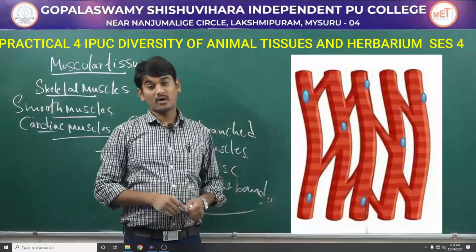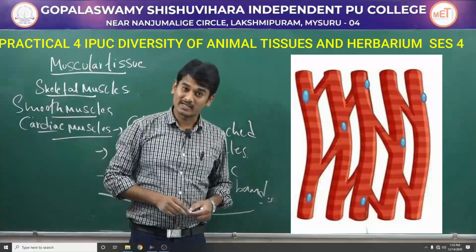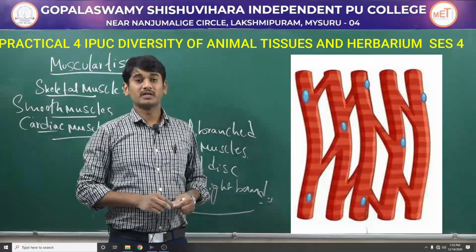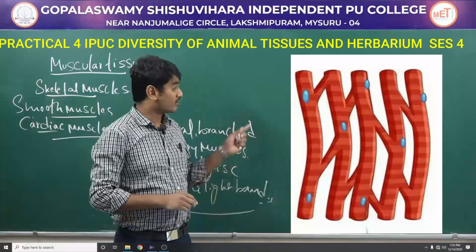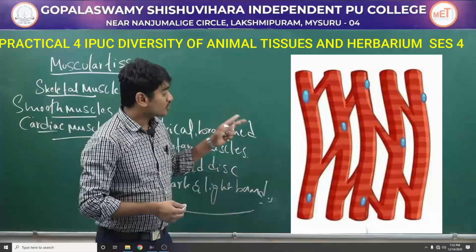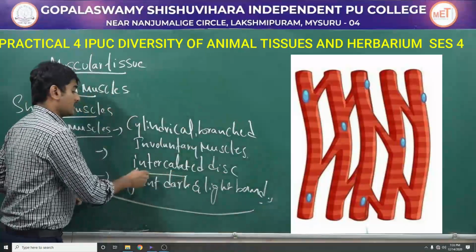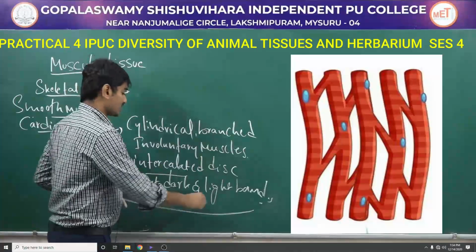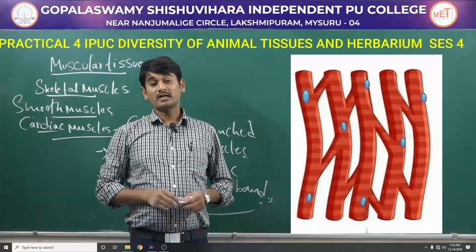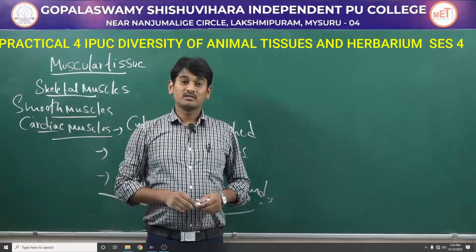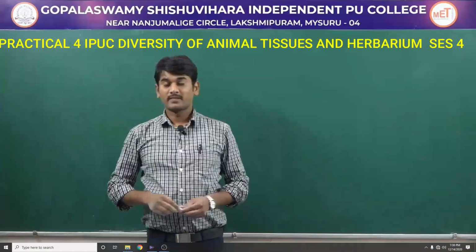The cardiac muscles are cylindrical, branched, and these are all involuntary muscles, and the sarcolemma is thin with the sarcoplasma and presence of a centrally placed nucleus. At the junction of two cells, there is an intercalated disc, and the myofibrils show faint, dark and light bands. These are all about muscular tissues: skeletal muscles, smooth muscles and cardiac muscles.